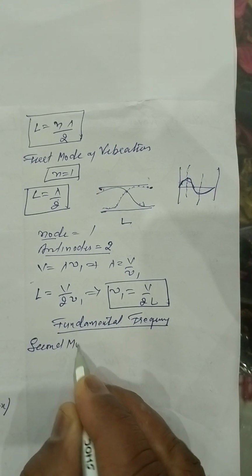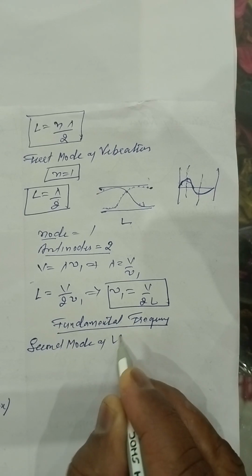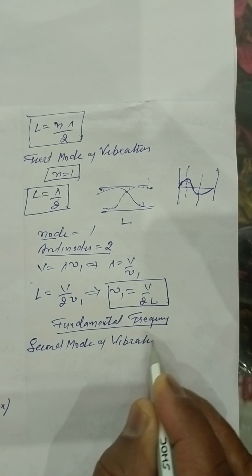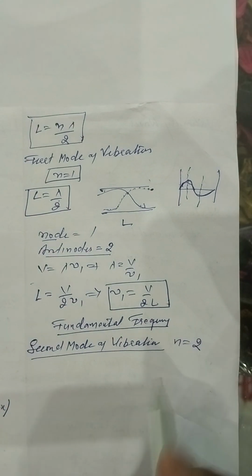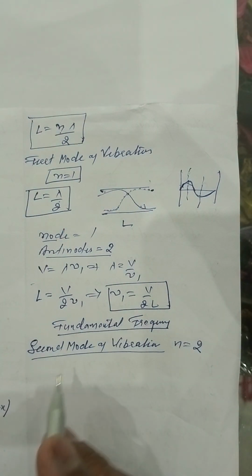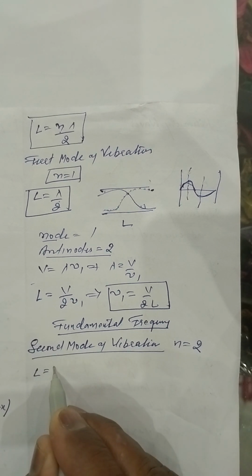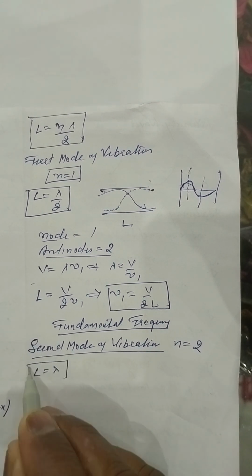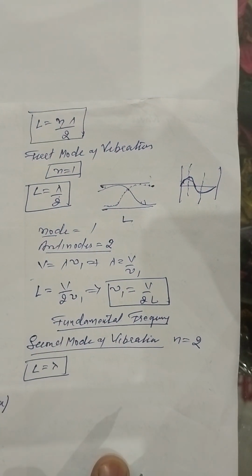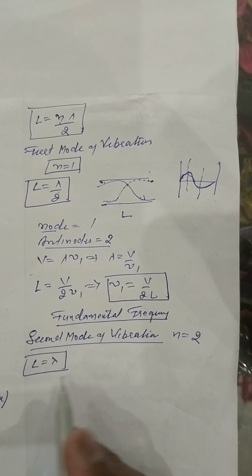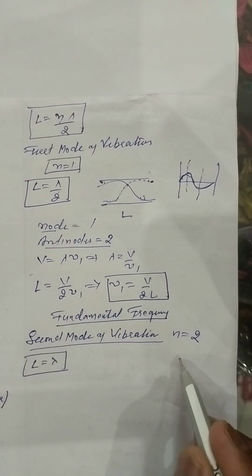Okay. Now we will study the case of a second mode of vibration, that is n is equal to 2. When we put the value of n is equal to 2, then we will find here L is equal to lambda, only lambda, because 2 and 2 cancel, and we will find L is equal to lambda. So now it means a complete wave.